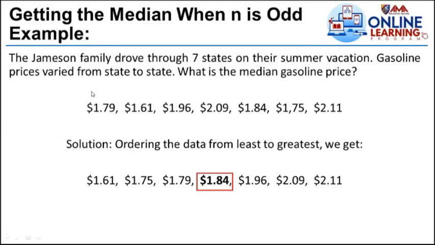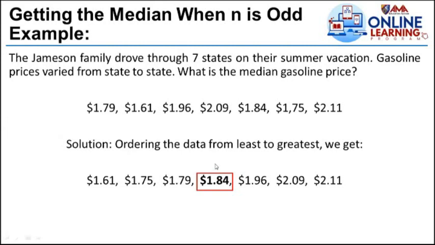The Jameson family drove to 7 states on their summer vacation. Gasoline prices varied from state to state. What is the median gasoline price? So this is our data: 1, 2, 3, 4, 5, 6, 7.